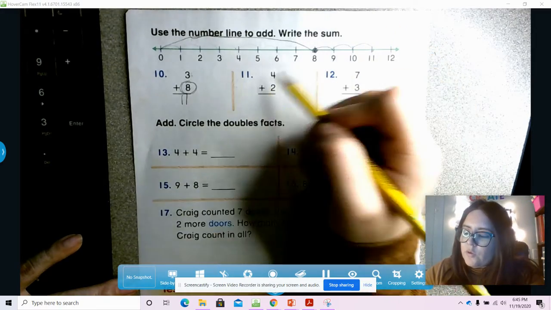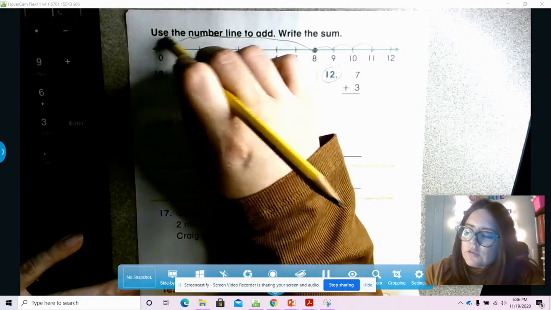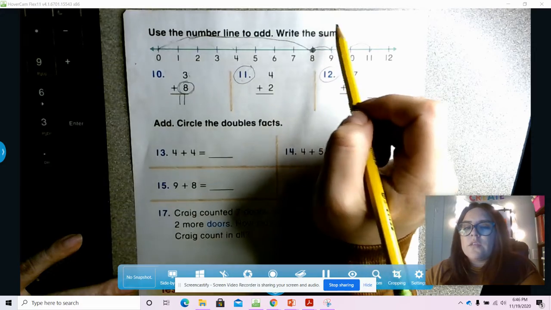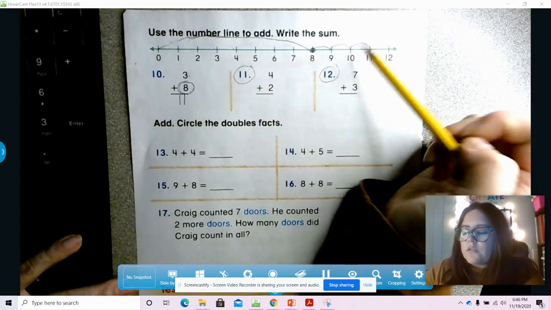Okay, now you're going to do numbers 11 and 12 on your own. If you need to erase your number line, you can, or you could just write over it with a different colored pencil, or you could just write over it with your pencil.